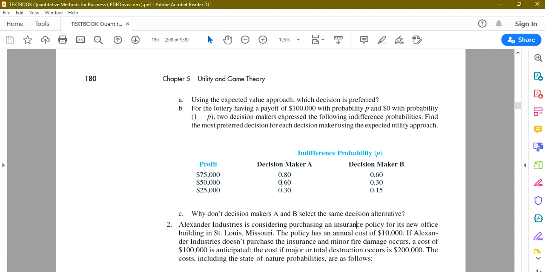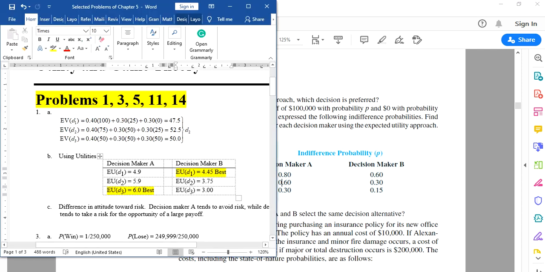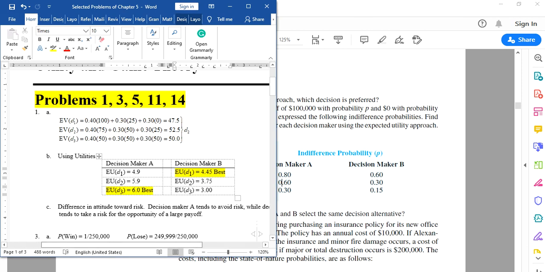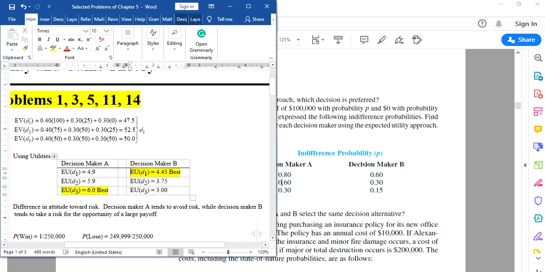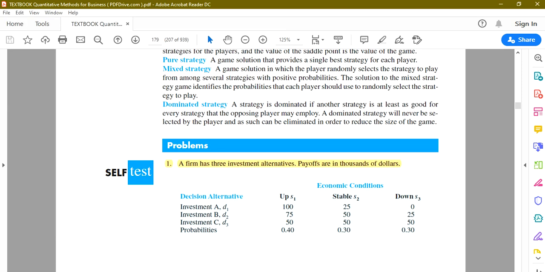Why don't decision maker A and B select the same decision alternatives? Because of the riskiness of them. Decision maker A tends to avoid risk. Possible outcomes over here. But decision maker B is a risk taker. Looks for high, as I said before, he looks for this and ignores everything.